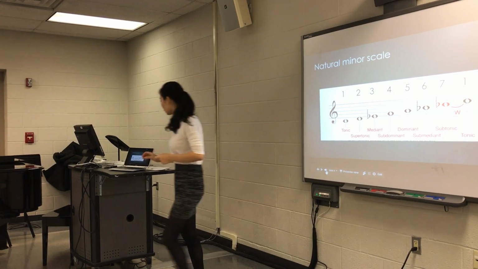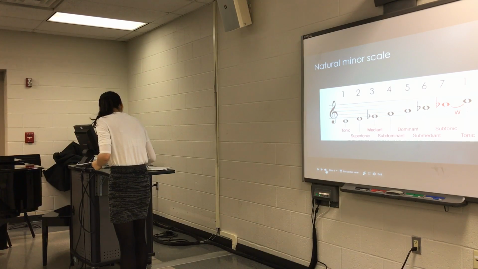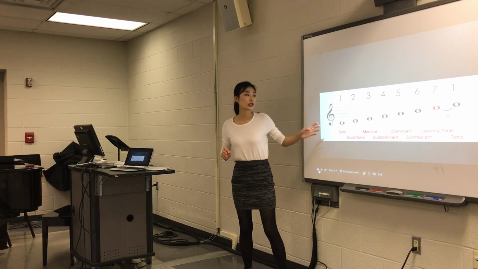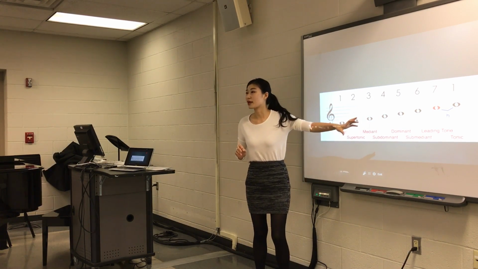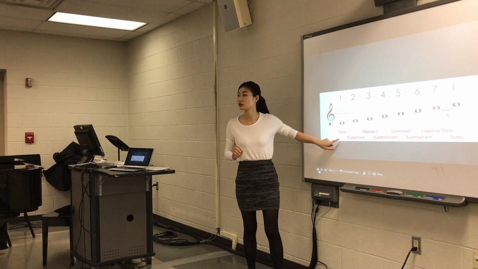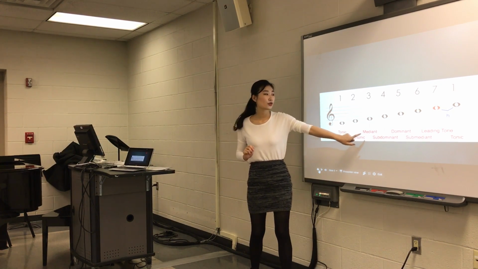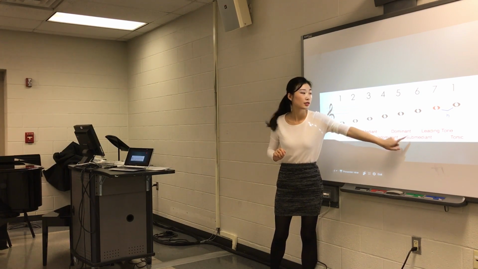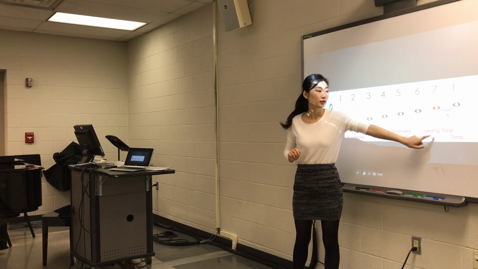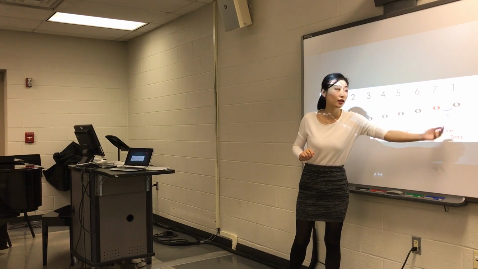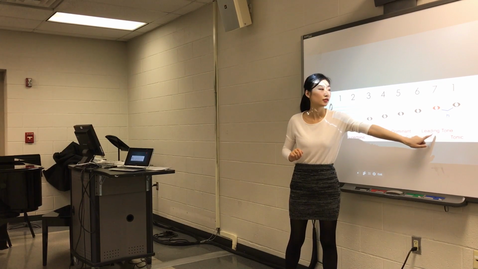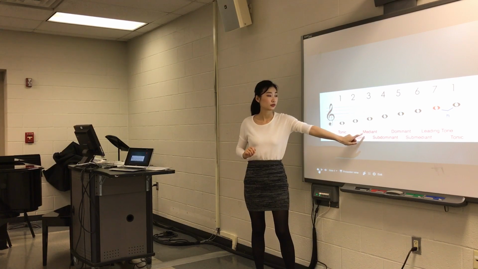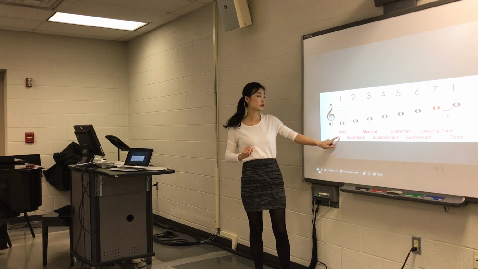Okay. Now let's review again before we go to the exercises. Let's read all the names of each scale degree together. From the beginning, the first one is tonic, second one, supertonic, third one, mediant, fourth one, subdominant, fifth, dominant, sixth, submediant, seventh, leading tone, tonic, and go back. Tonic, leading tone, submediant, dominant, subdominant, mediant, supertonic, tonic. Very good.